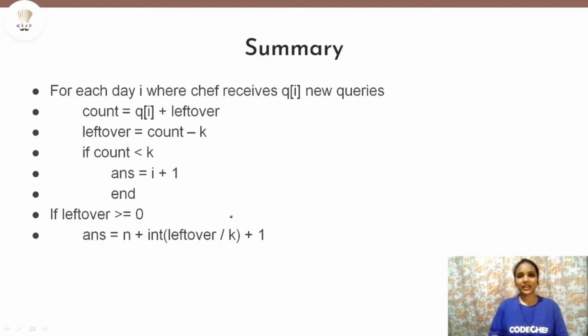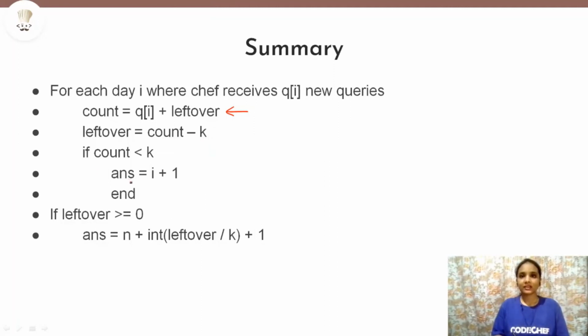So now let us quickly summarize everything that we have discussed. Our solution will start from iterating over each day when chef is receiving new queries. For each day we will first calculate the total number of queries that chef has to answer on that particular day, which will be the new queries plus the leftover. Then we will calculate the leftover for the ith day. So leftover will be count minus k, that is the total number of queries that chef has to answer, minus the maximum queries that chef can answer.